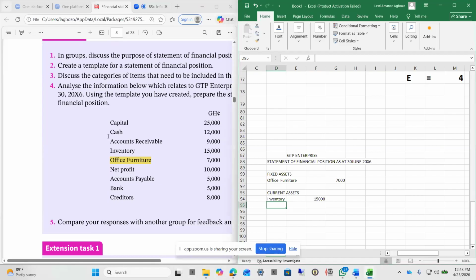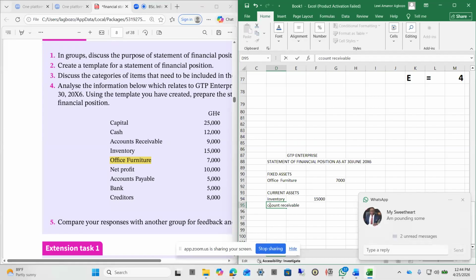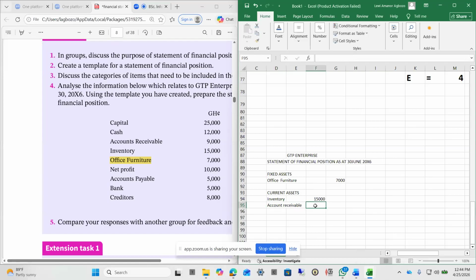The next one is what? Account receivable. Account receivable is the same as debtors. Okay? When you see debtors, it's the same as what? Account receivable. And how much is it? Account receivable is, sorry, 9,000.